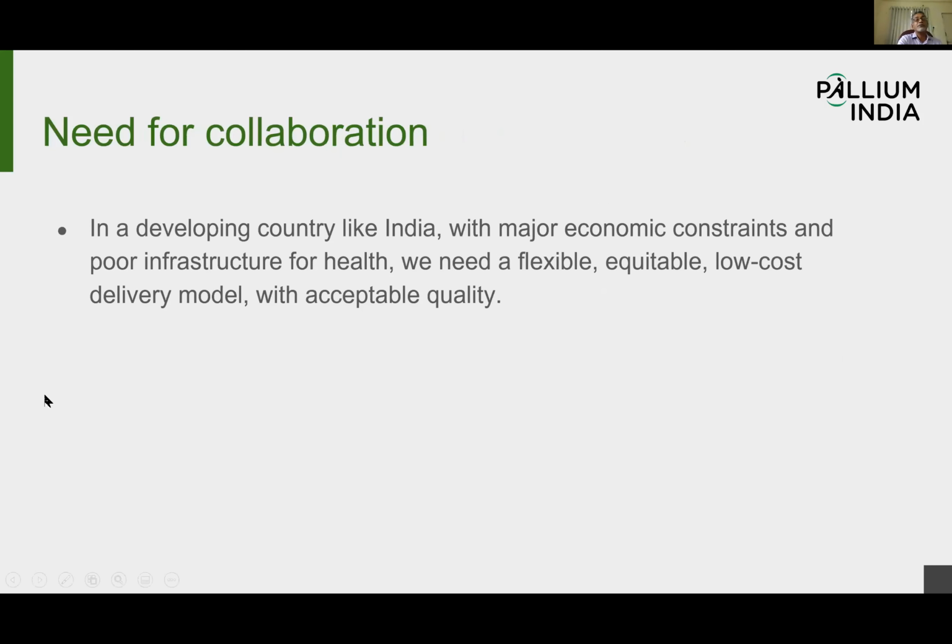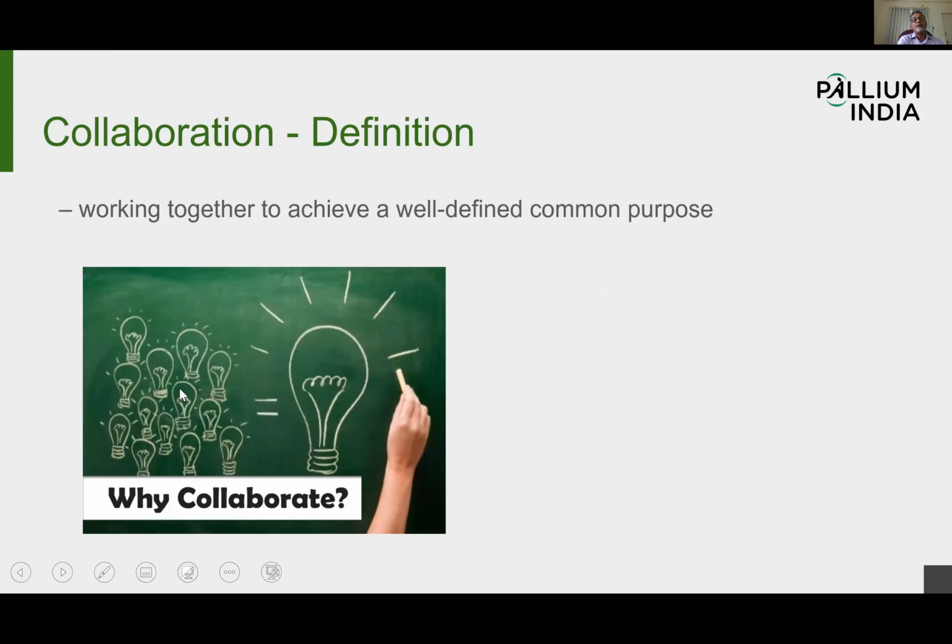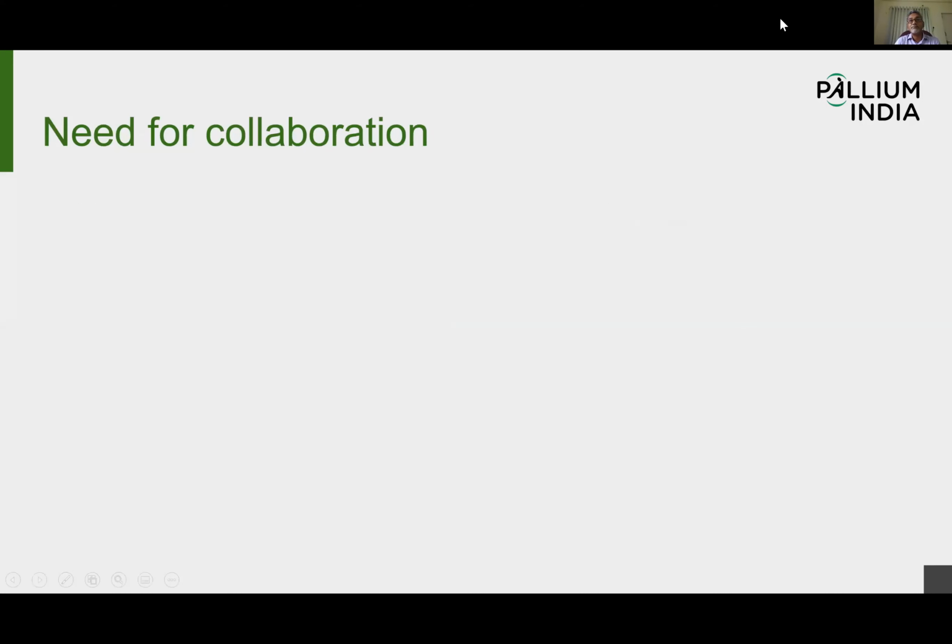So, yeah, sorry. So the definition of collaboration, again, is very simple and straightforward. Why collaborate? Now that is what we need to be more focused on here.